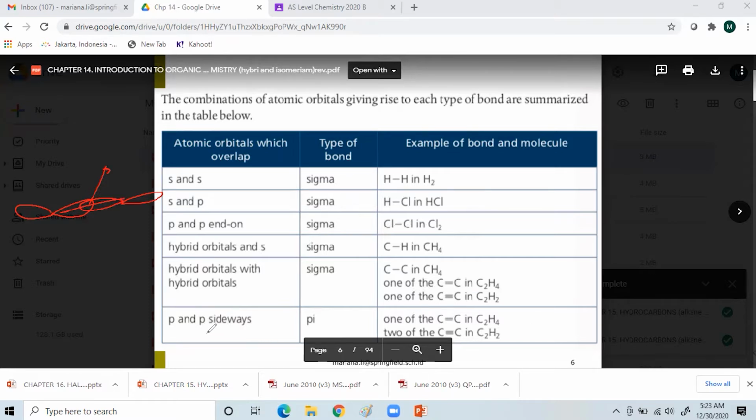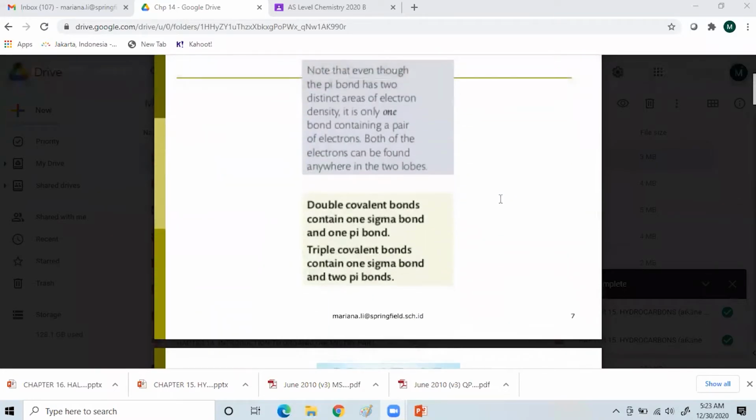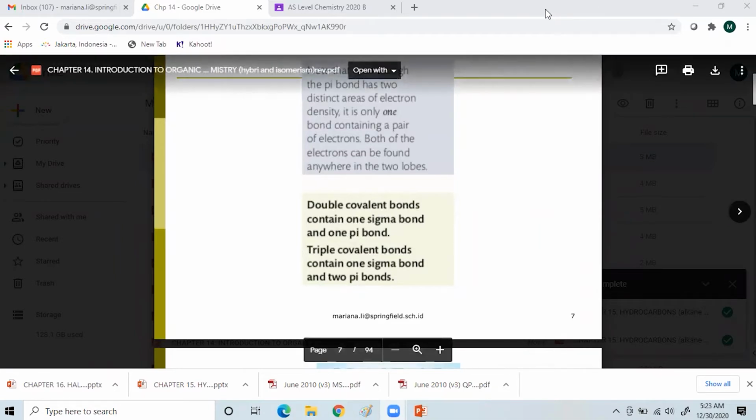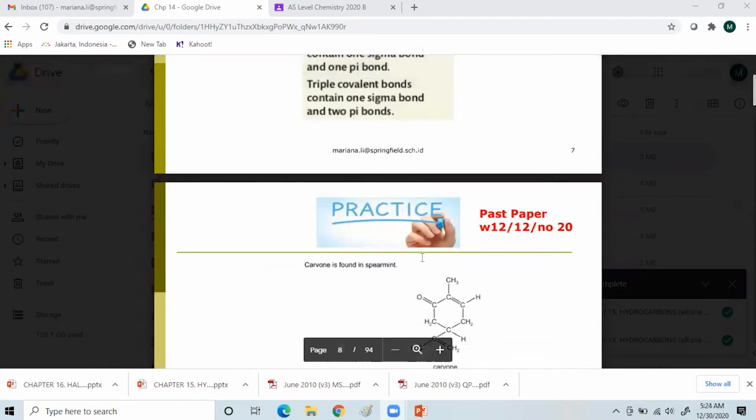Okay, and then p and p sideways is a pi bond. For example, in ethene, you will see that there is one pi bond, and in ethyne, there are two pi bonds. You can read here that a double covalent bond contains one sigma and one pi, and a triple covalent bond contains one sigma and two pi bonds.